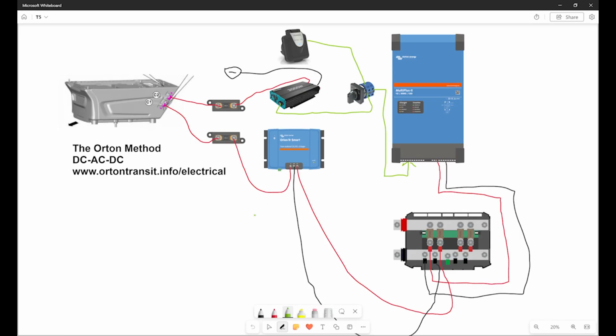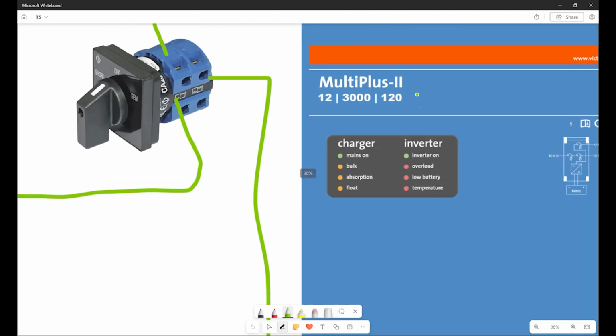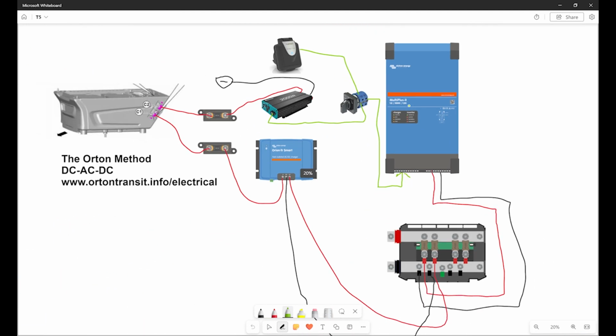Okay, option number two. This is what we would call DC to AC to DC charging, otherwise known as the Orton method, from the name of the fellow who popularized this online. In this example, we have a single Orion DC to DC charger wired up to CCP number one, just like the first example. But instead of using the CL12100 BMS, we're going to assume that there's an inverter charger in the system. In this case, it's going to be the popular Victron Multiplus 12-3000-120. That last number in the name tells us that the charger part of this unit is capable of charging at 120 amps. Also in this example, we have an inexpensive inverter, such as a Renogy 2000 watt unit.